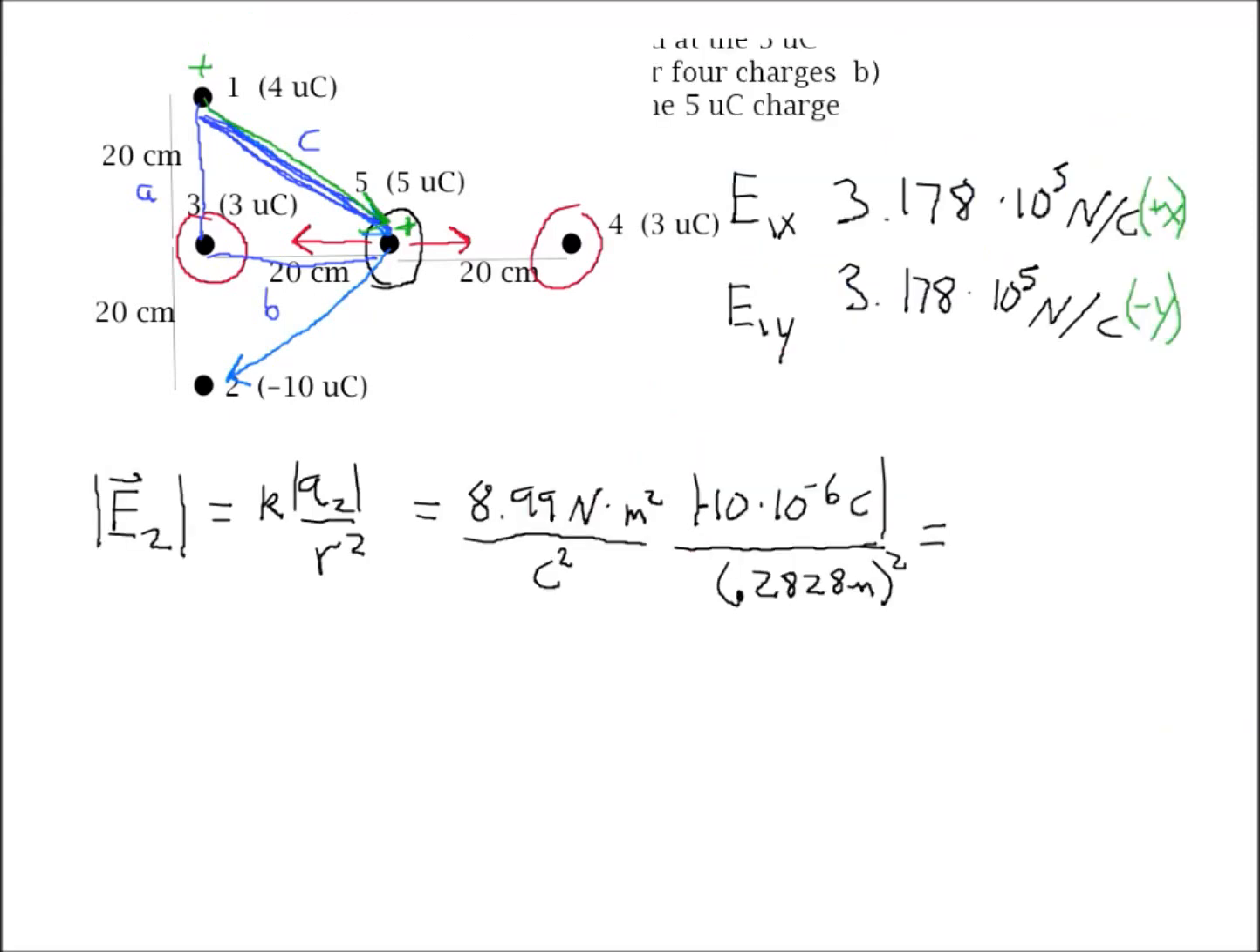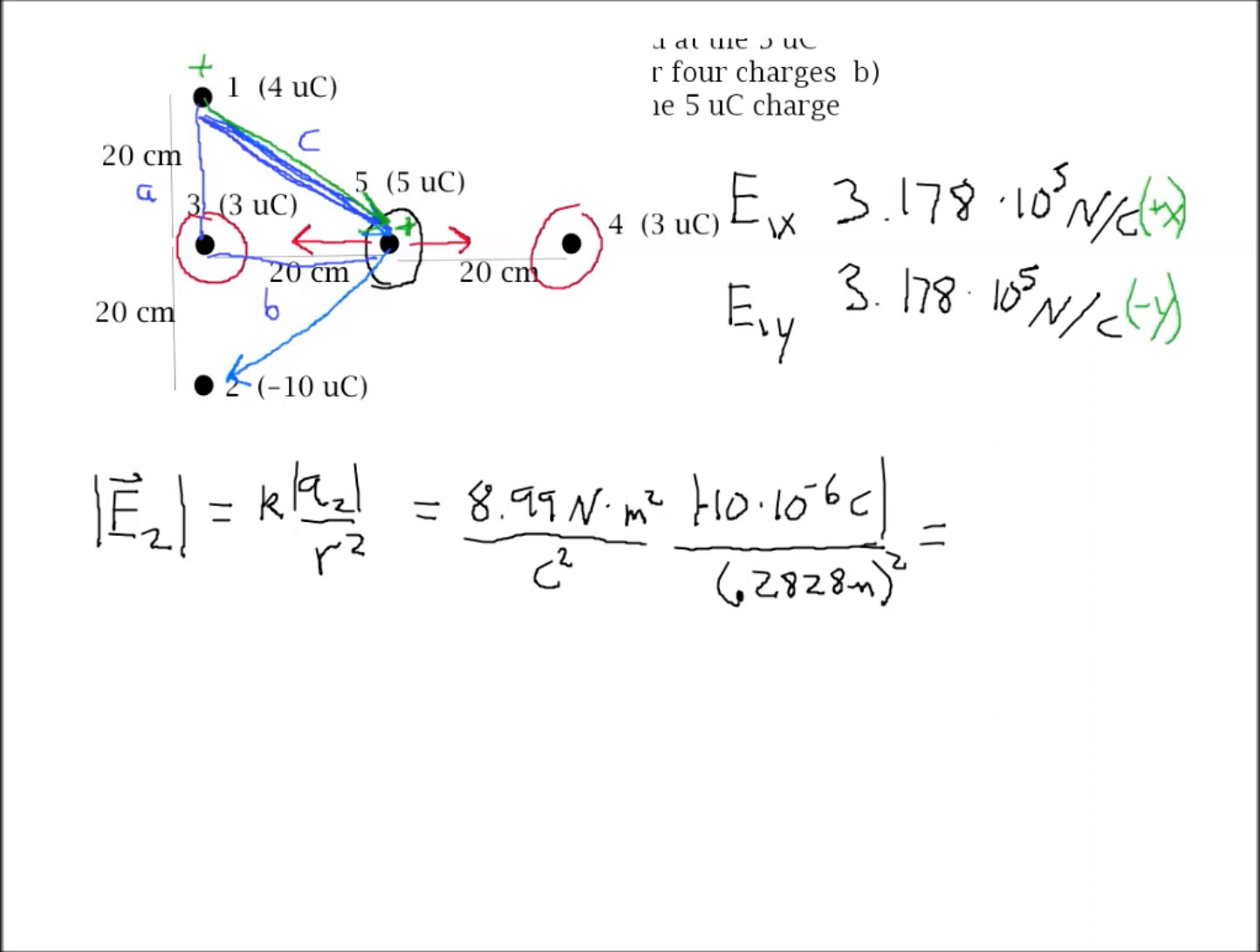Okay, so we've got the x and y components of the electric field due to charge 1 written up here in the upper right corner now. And we're going to find the electric field at the point in question due to charge 2. So again, we'll use k times the absolute value of the charge over the radius squared, or the distance between the point and the charge, squared. K is 8.99 newton meters squared per coulomb squared. We have minus 10 times 10 to the minus 6 coulombs, absolute value, over the distance.